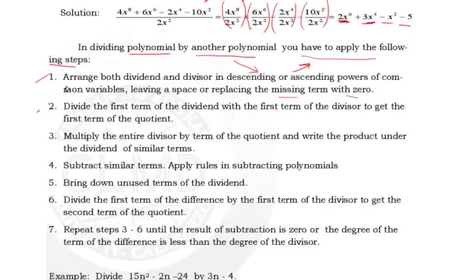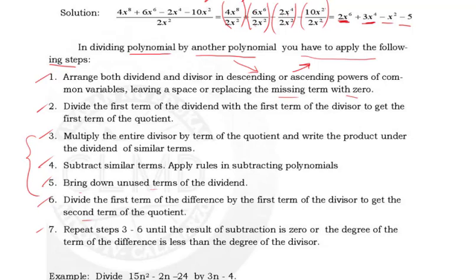Number 2, divide the first term of the dividend with the first term of the divisor to get the first term of the quotient. So, di-divide natin yung una sa dividend doon sa divisor. Number 3, multiply the entire divisor by the term of the quotient and write the product under the dividend of similar terms. And then number 4, mamaya po natin makikita kung paano. Subtract similar terms, apply rules in subtracting polynomials. Number 5, bring down the unused terms of the dividend. Number 6, divide the first term of the difference by the first term of the divisor to get the second term of the quotient. And number 7, repeat number 3 to 6.